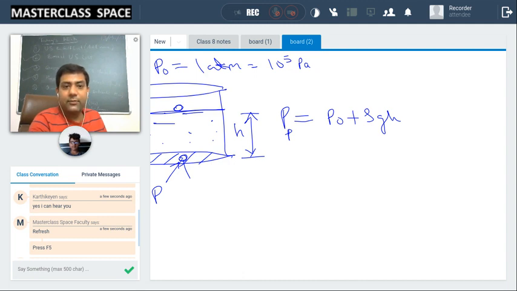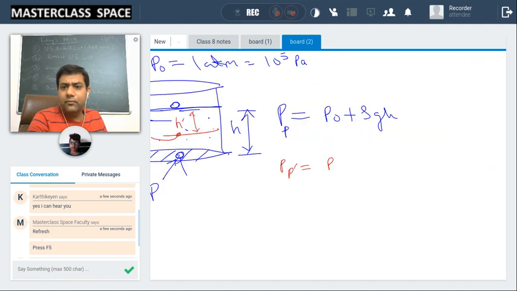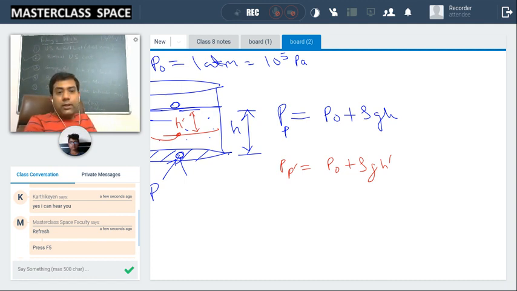If there is a point which is h dash distance from the top, if I am considering this point to be P dash, what's going to be the pressure at this point P dash? P naught plus however much the height h dash. Exactly, rho g h dash. Got it? So it's more about knowing a bit of physics along with this mathematics question. Even if you do not know, it's not that you cannot do it. But if you know, it's good.